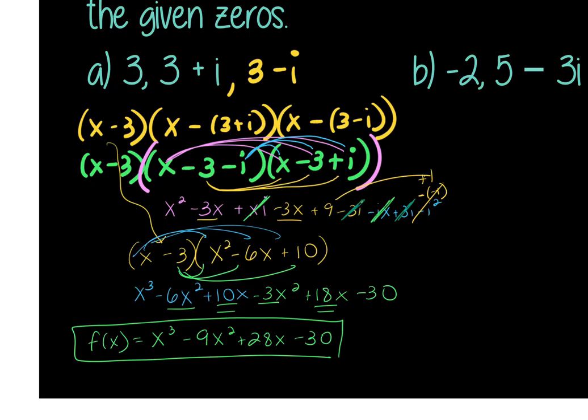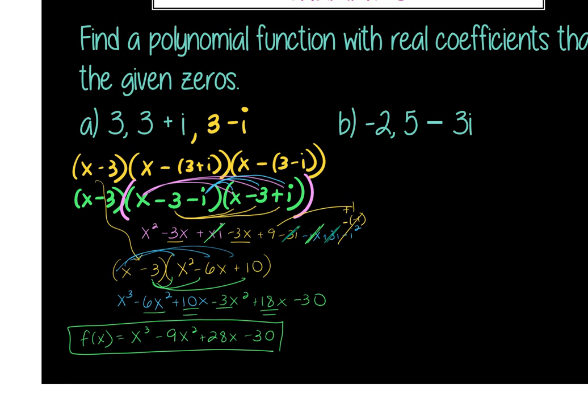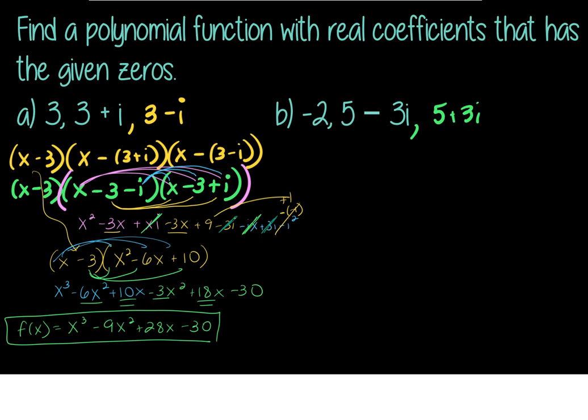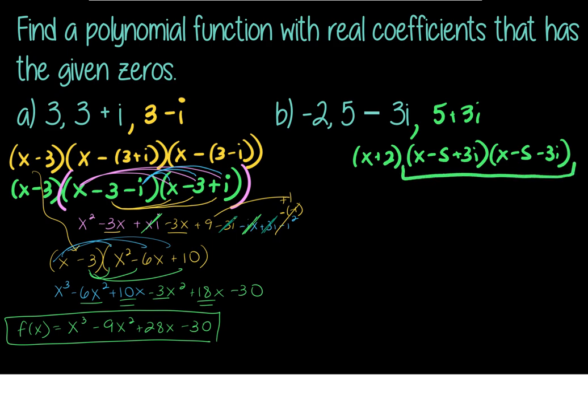We won't go all the way through B, but what I do want you to do is at least set it up. So if negative 2 and 5 minus 3i are roots, what else is a root? 5 plus 3i. So I would get x plus 2, x minus 5 plus 3i, I distributed the negative, and x minus 5 minus 3i. And then I would first multiply out the second and the third, the ones with the i's, and it would get rid of your i's. And then I would multiply it times x plus 2.